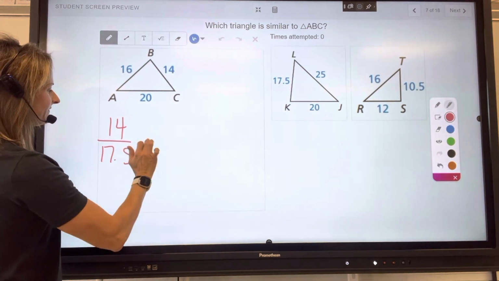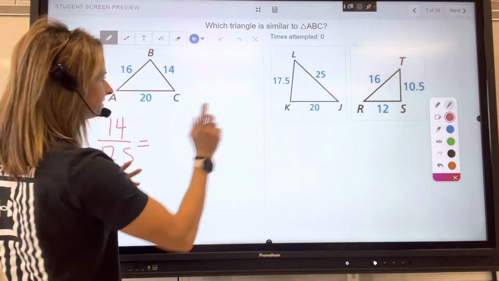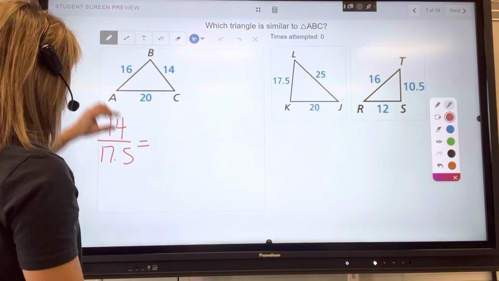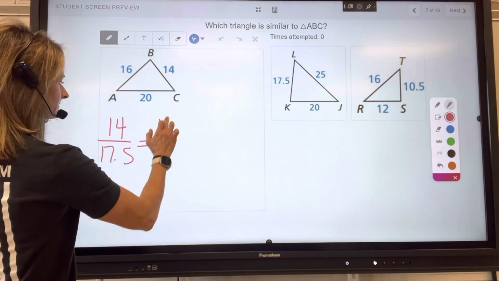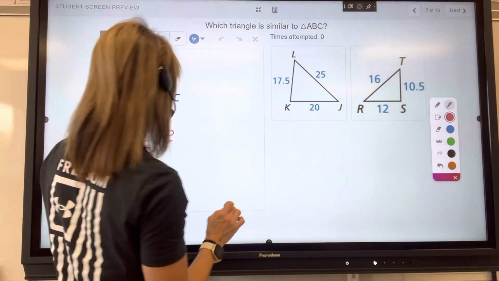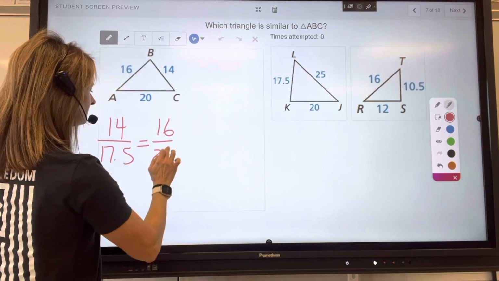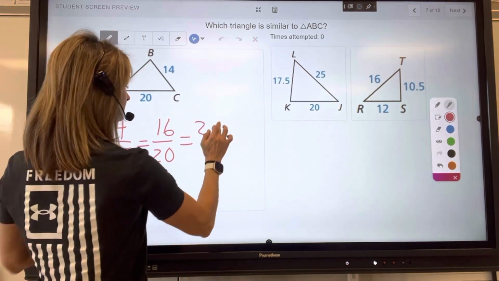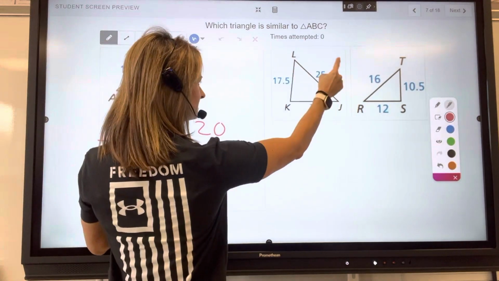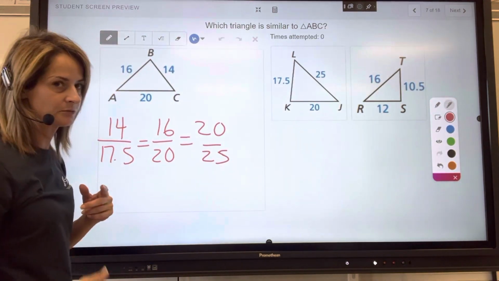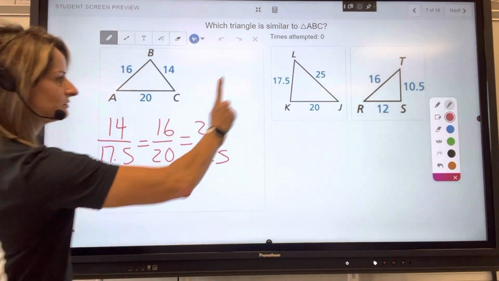Now we have to see if that ratio of that set of corresponding sides is the same as the other sets. So let's go to the middle length, which is 16, and see if that is the same ratio as, where's the middle length here? 20. And then 20 should correspond to the longest side here, which is 25. Now, I don't know if those are the same or not. We're gonna find out. I'm also gonna do the other one.